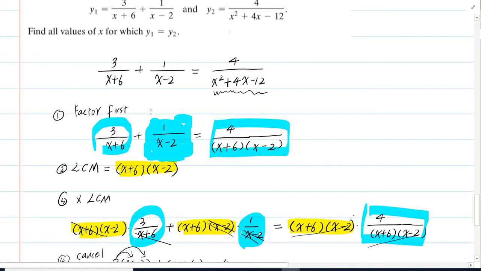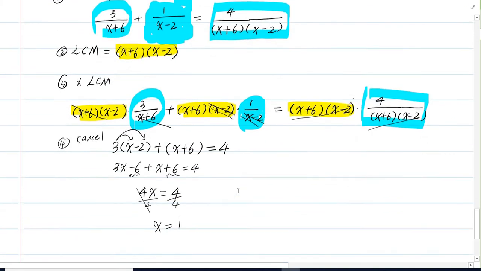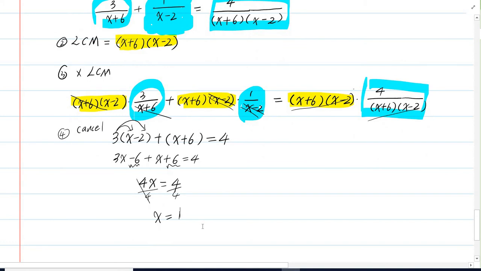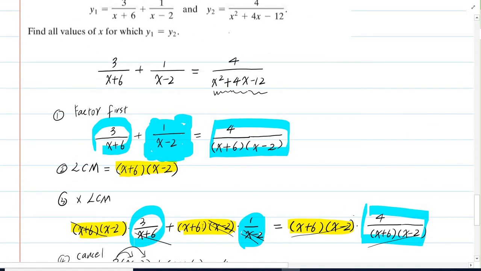So again, we look back. There's no restriction saying x cannot be 1. So then x equals 1 is the answer. Perhaps you can check the answer here.